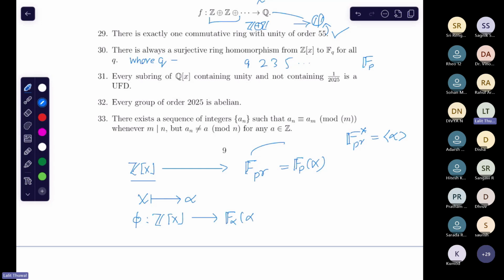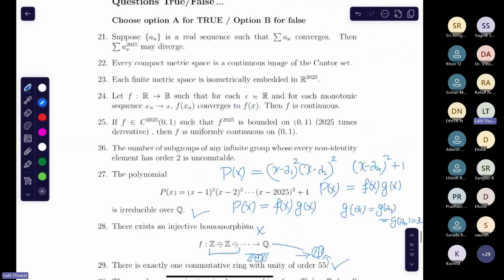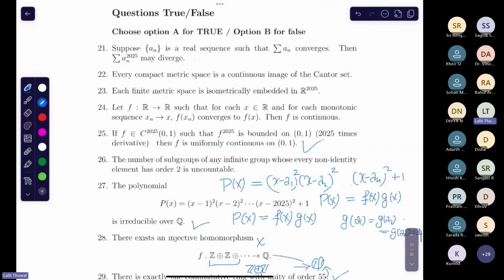Because anything on the right hand side is just a polynomial in alpha with coefficients from F_p. Okay, so this is obviously a surjective homomorphism. Okay, so let me see that, this one I have already told you in the class, and this also I have told you in the class, right?